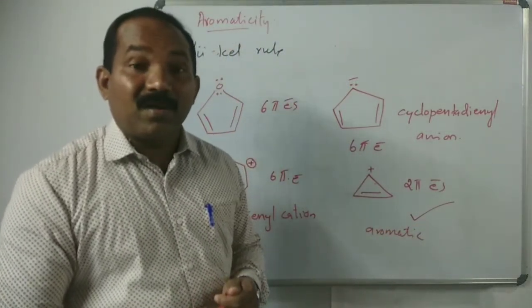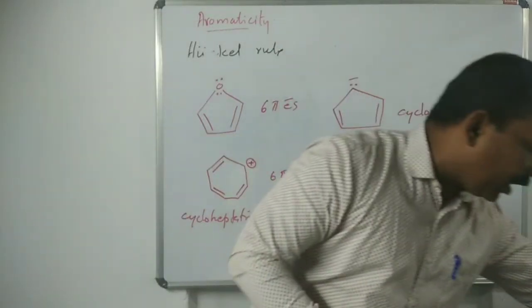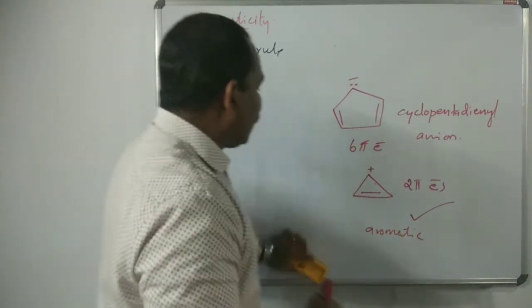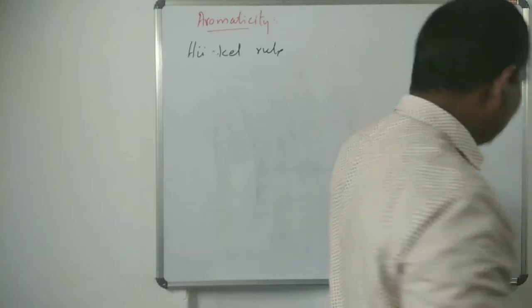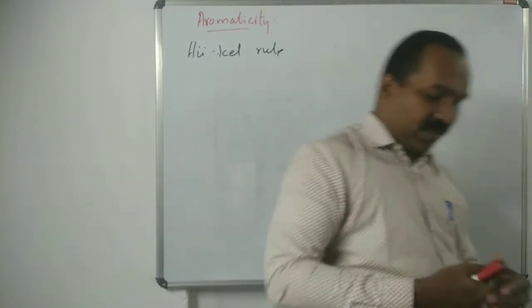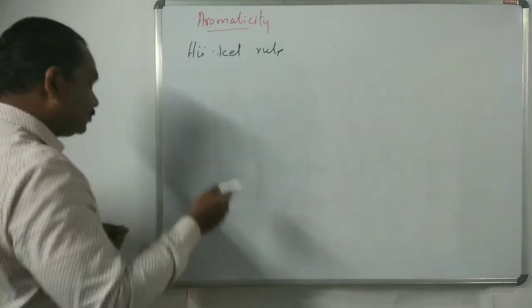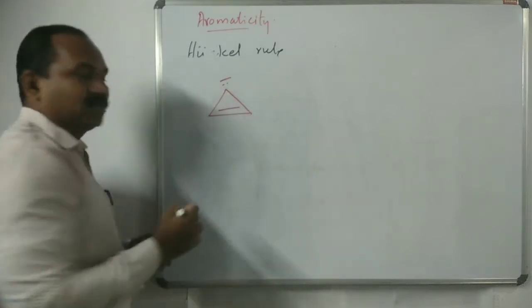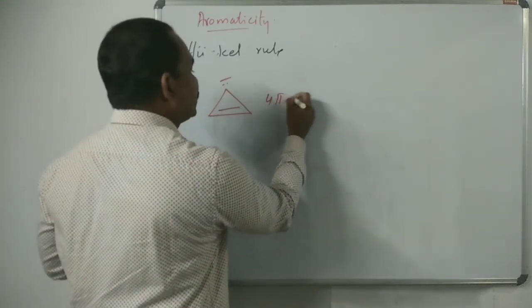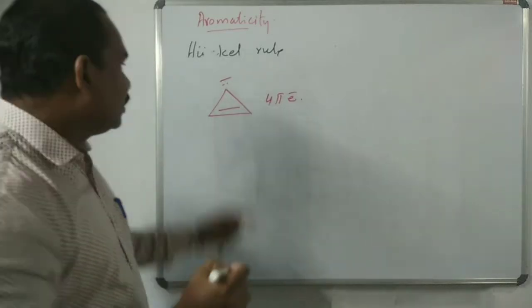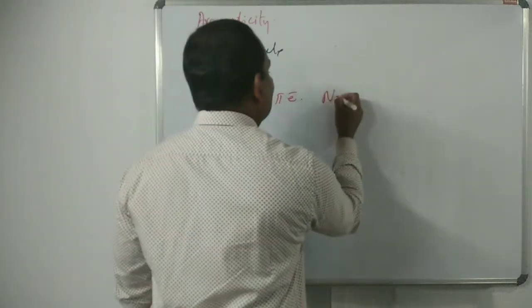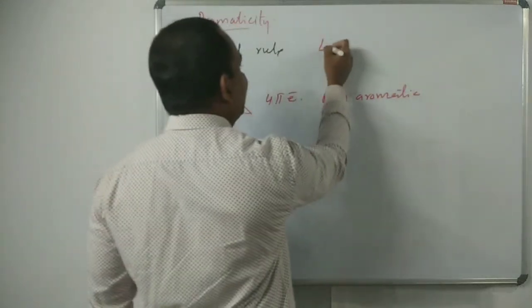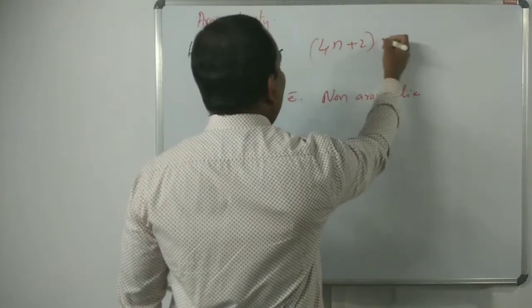Then let's discuss some non-aromatic compounds. In the case of non-aromatic compounds, the very first example is cyclopropenyl anion. Okay, cyclopropenyl anion, minus charge. So 4 pi electrons in the ring. So that's why it is non-aromatic. Okay, 4n plus 2 pi electrons.